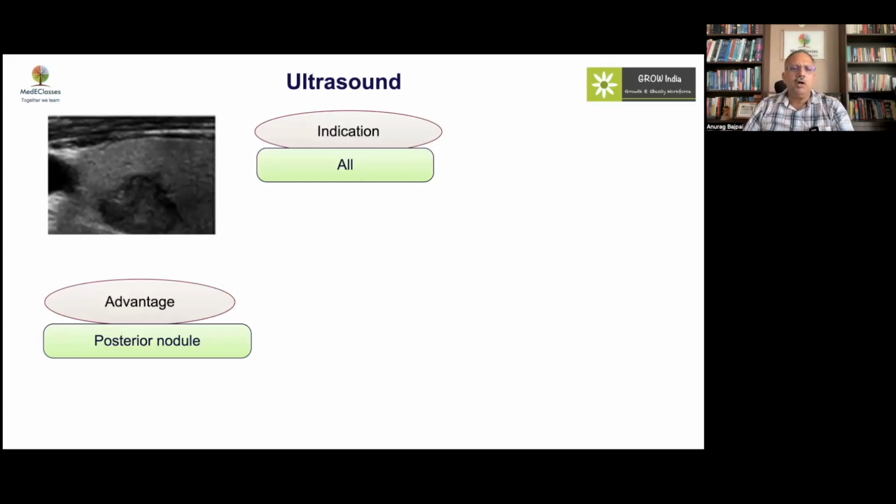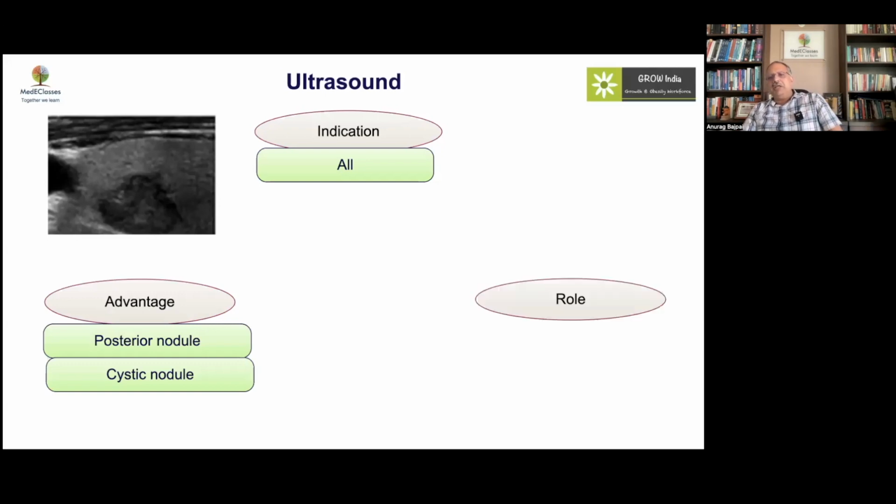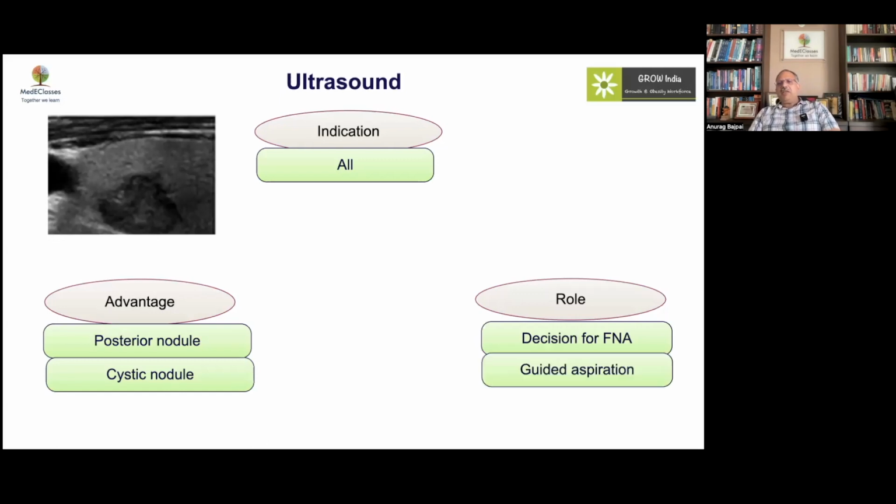So you can look into a posterior nodule, and it will also clearly tell you this is a cystic nodule where you don't need to worry much in that regard. Its role is largely to decide about the need for FNAC, and it can also guide aspiration. In children, generally we talk about ultrasound guided aspiration in most scenarios.